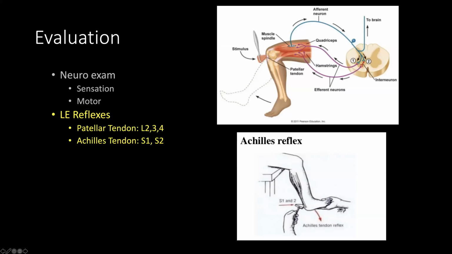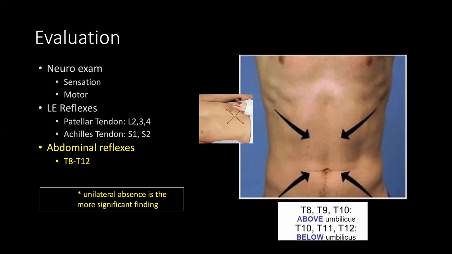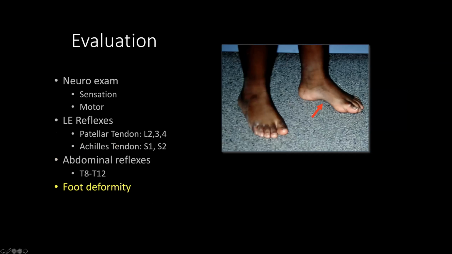So neuro exam, motor, remember to do deep tendon reflexes: patellar tendon checks for L2, 3, 4, Achilles, S1, S2. Remember also abdominal reflexes, T8, T9, T10 reflected by the findings above the umbilicus, and T10, T11, T12 reflected by the findings below the umbilicus. This is done by stroking away from the umbilicus in each of the quadrants. And remember that unilateral absence is a more significant finding than absence between the upper and lower quadrants.